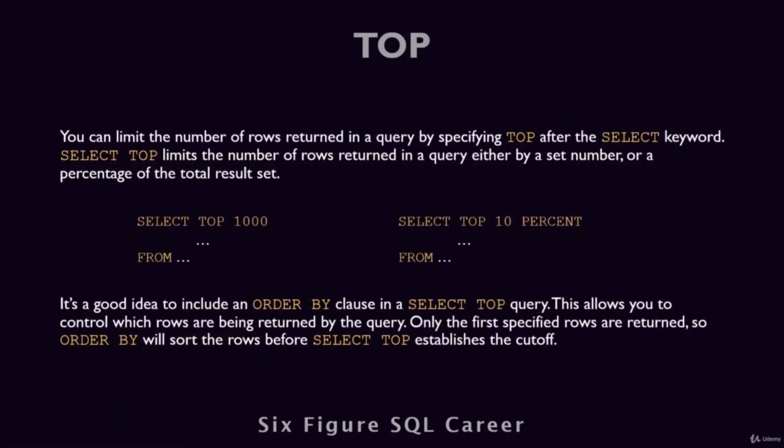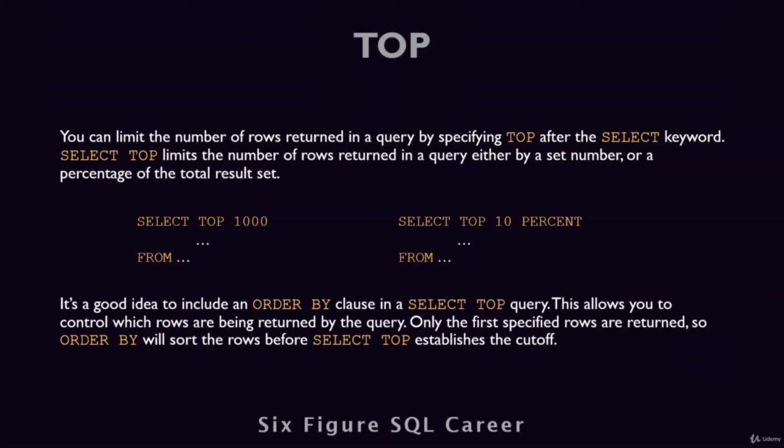You can limit the number of rows returned in the query by specifying top after the select keyword. Select top limits the number of rows returned in a query either by a set number or a percentage of the total set. So if you look down below at my two examples, on the left I've got a select top 1000, which will return the first 1000 rows, and then the next one will return a select top 10%. And this is going to be a rough approximation to 10% of the result set.